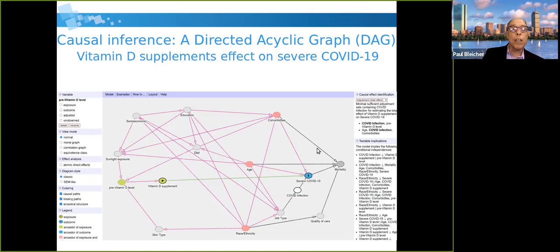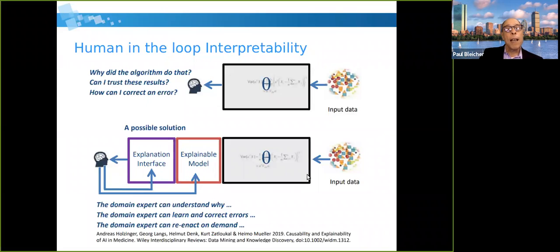There's a ton you can learn about causality, but what's important is that these kinds of understandings, by drawing out your understanding of what all the causal factors are, allow you to actually look for them and determine them in the results of causal inference. And we'll talk about that as interpretability, which is if you are getting input data, the algorithm gives you an answer. Why did the algorithm do that? Can I trust those results? How can I correct the error?